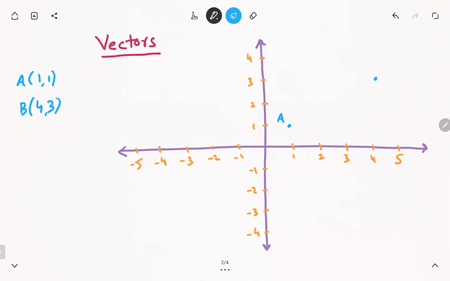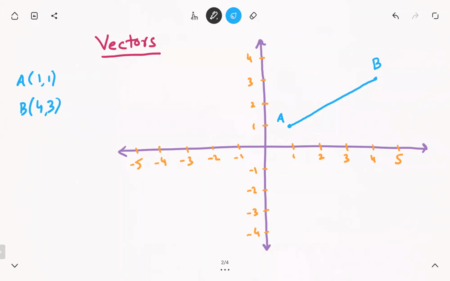If I join these 2 points, I will get a line segment. What is the difference between a line and a line segment? A line basically extends on both sides, with an arrow on both ends. A line is infinite. A line segment is a part of a line, which starts from A and ends at B, and that's it. So this is a line segment AB.